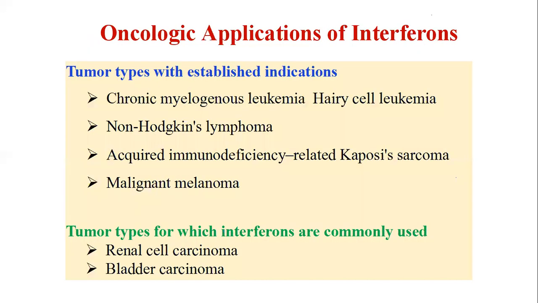In case of some tumors, established indications are chronic myelogenous leukemia, hairy cell leukemia, non-Hodgkin lymphoma, AIDS-related Kaposi sarcoma, malignant melanoma, or else we can use it for renal cell carcinoma and bladder carcinoma. So these are the types of cancers where interferon therapy can be used.